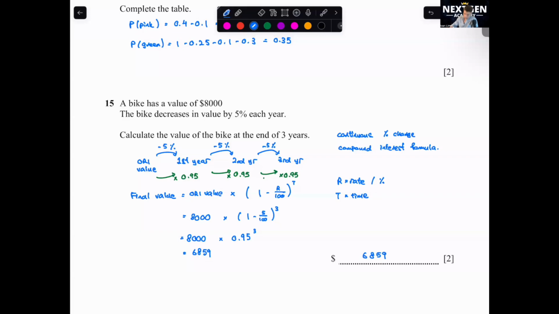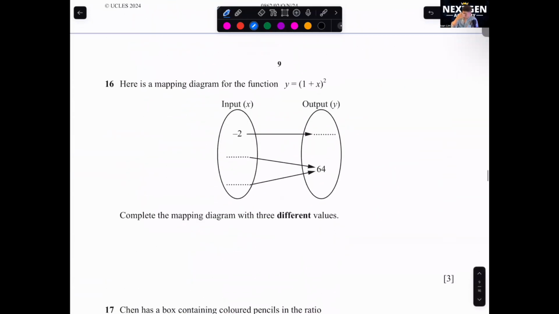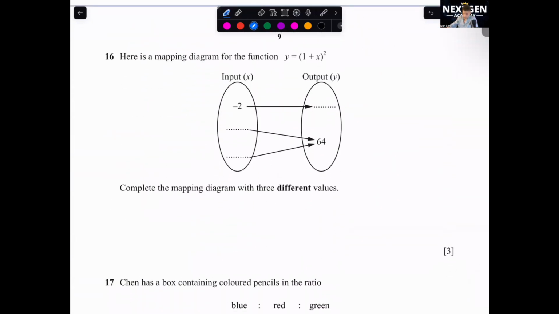Okay, let's continue on with 16. Question 16 is on the topic of functions. Here is a mapping diagram for the function y equals 1 plus x squared. So here is x, this is y. They want you to fill up these 3 things. The first one is when our input is -2, that means our x is -2. So y equals 1 plus (-2) squared, which is 1 plus 4, which will give us 5.